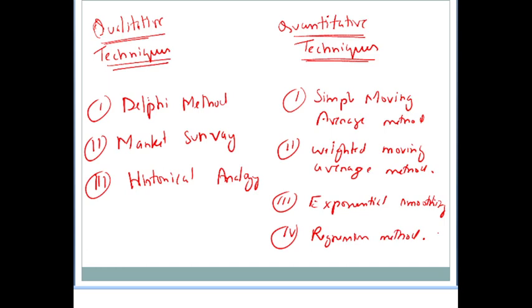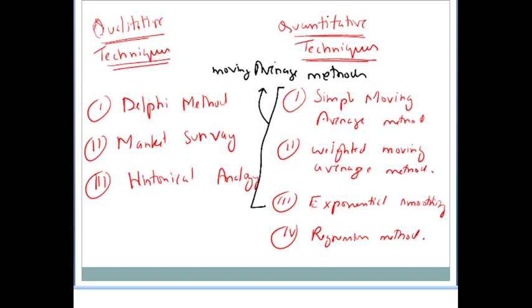Now among these different quantitative techniques, the first three techniques, that is simple moving average method, weighted moving average method, and exponential smoothing method, are moving average methods. Only the regression method is not a moving average method. Now let's discuss them further.